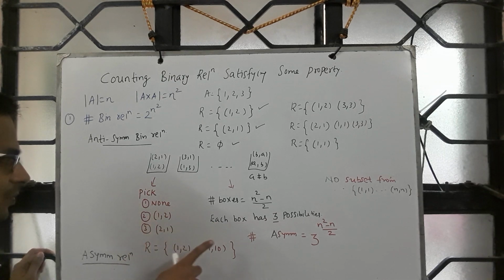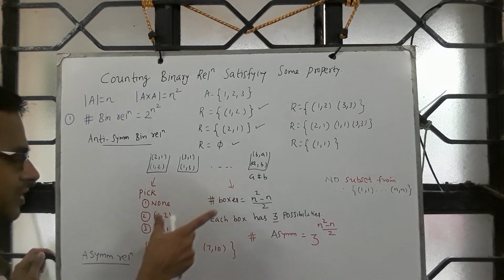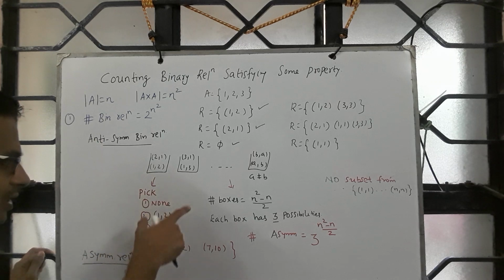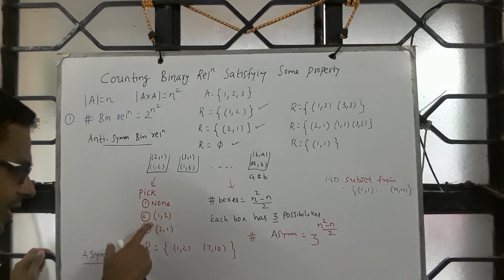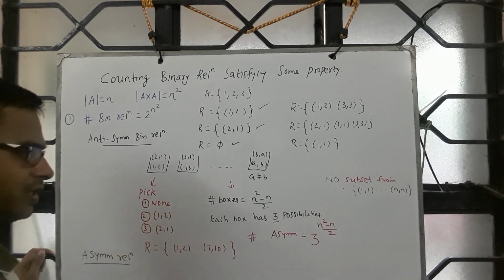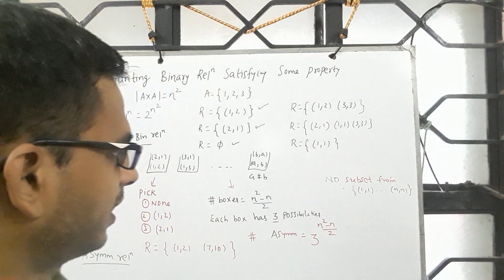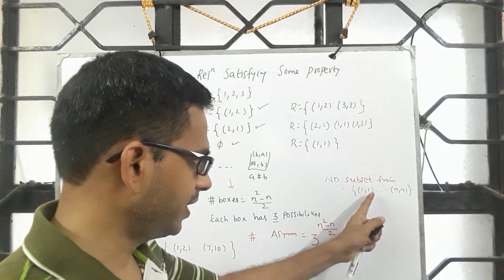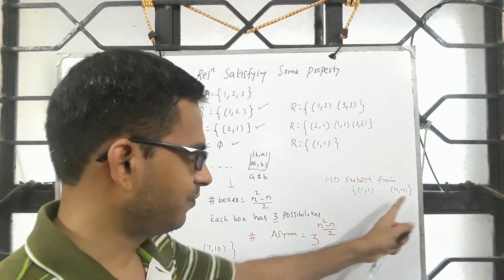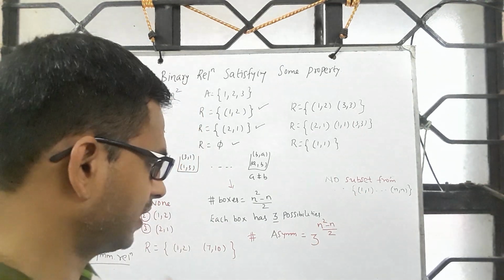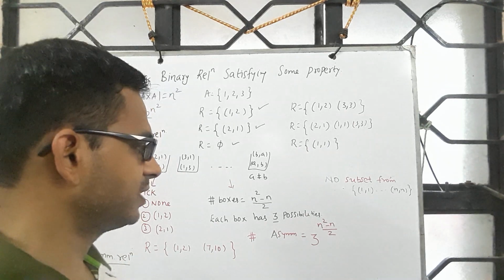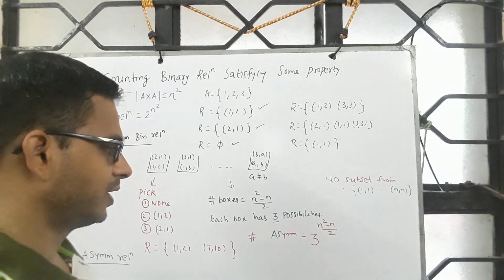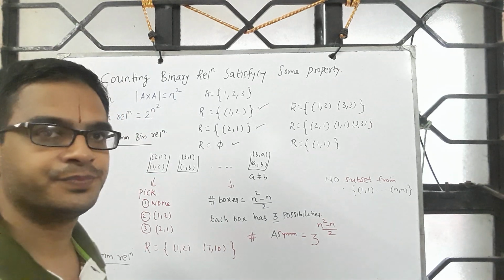Very similar to antisymmetric, group them in pairs, and from each box you include none or exactly one of them. So each one has got 3 possibilities, and this can be seen as both AB and BA, and so none from this can be part of any asymmetric relation. So number of asymmetric relations is 3 power (n square minus n) by 2.